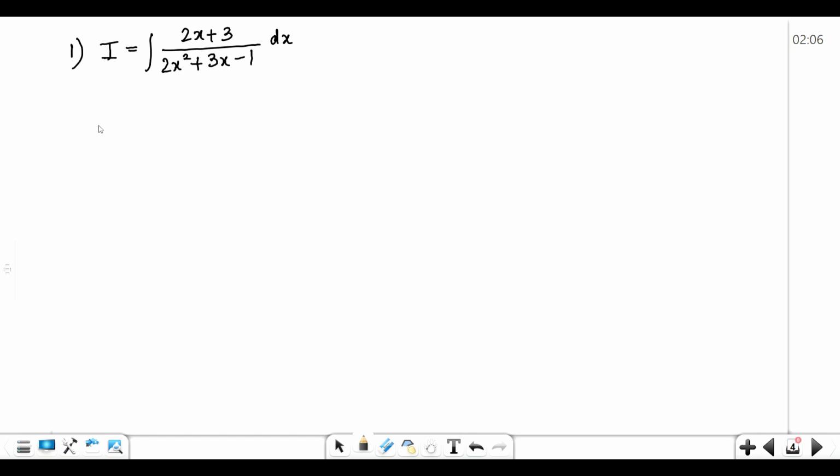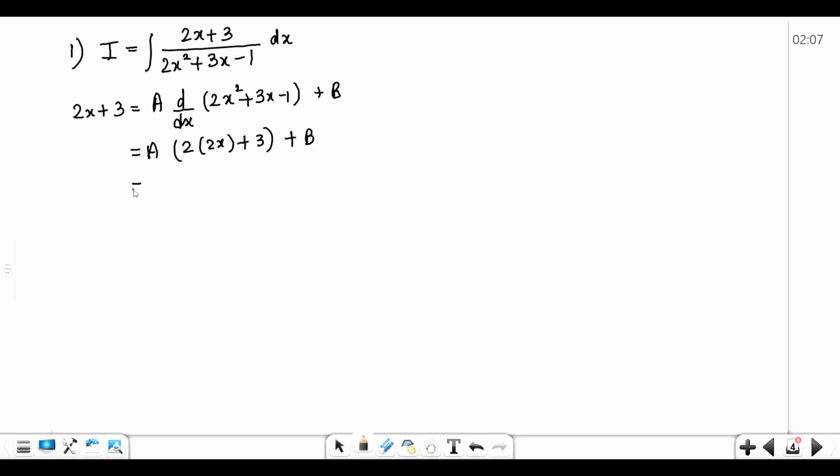First we express the numerator in terms of A times the derivative of the denominator plus B. So 2x + 3 is equal to A times the derivative of the denominator, plus B. Taking the derivative, the derivative of 2x² is 4x and the derivative of 3x is 3, so that gives 4x + 3, plus B. Let's keep this aside as equation 1.